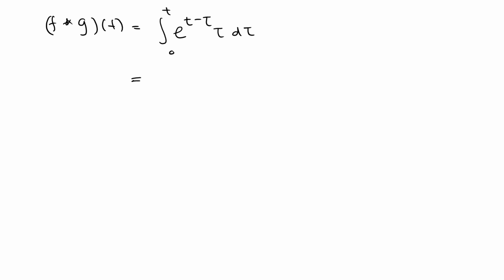Here something interesting happened. You know that e^t is a constant because tau is a dummy variable. So that means e^t you can take out from the integral. That's gonna make it a little simpler. So we can take e^t out of the integral. So you have e^t, e^(-tau), and tau d tau. That's what you get. Now this looks simple actually compared to the previous one, and we can do the same thing as before.